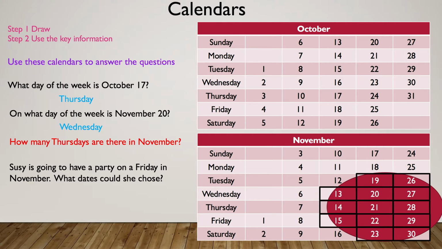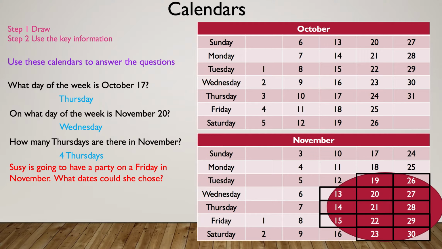Now let's take a look at the next question. How many Thursdays are there in November? Let's highlight Thursday. Now let's start counting how many dates there are. We have 7, which is 1, 14, which is 2, 21, which is 3, and 28, which is 4. Now we know there are 4 Thursdays in November.